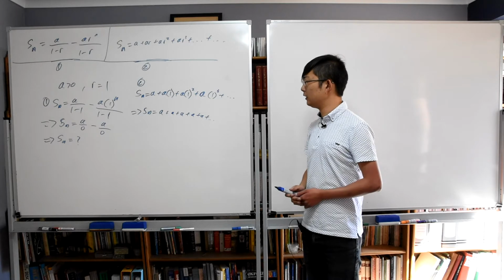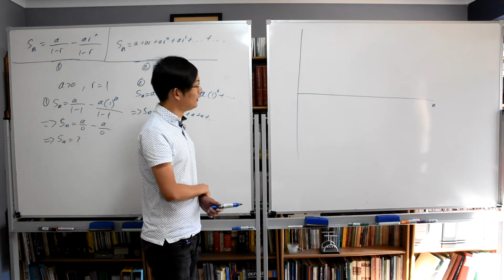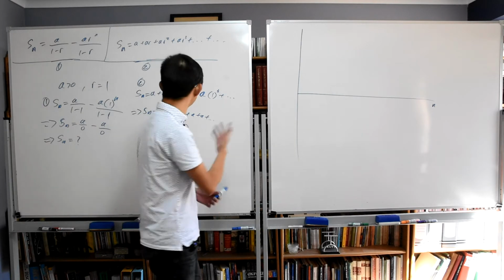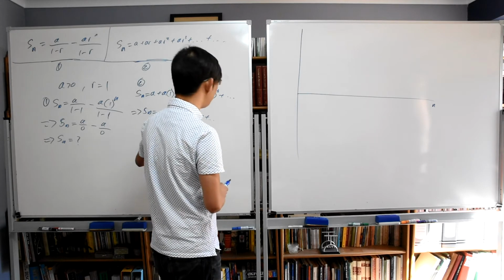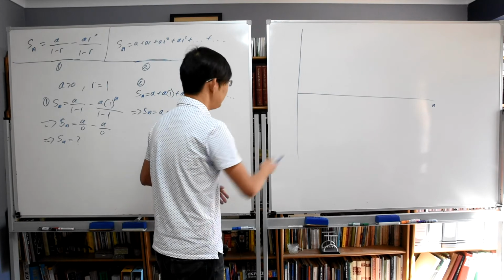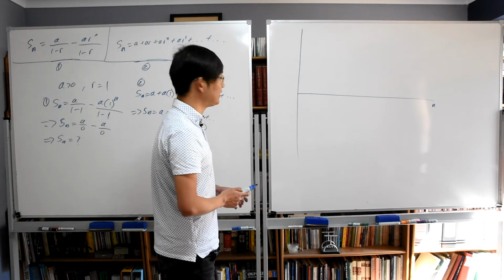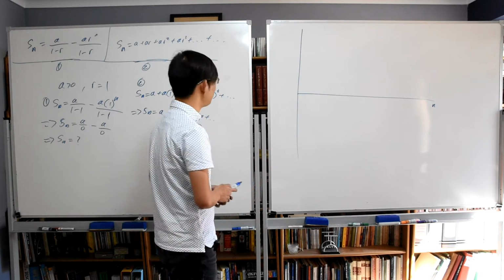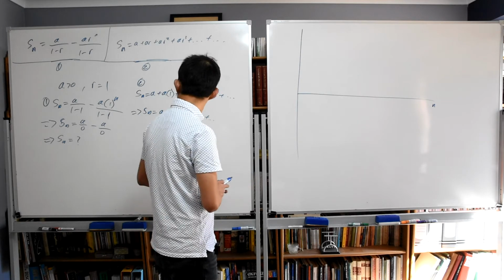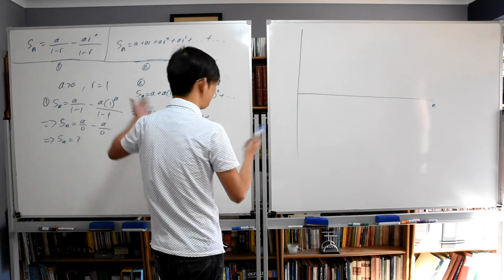What would this look like on a dot plot? Our dot plot is simply just to see the behavior of our series as we zoom out. Now let the horizontal axis be the number of terms and the vertical axis just be the actual value of a term. However, I only said that a is a positive number.